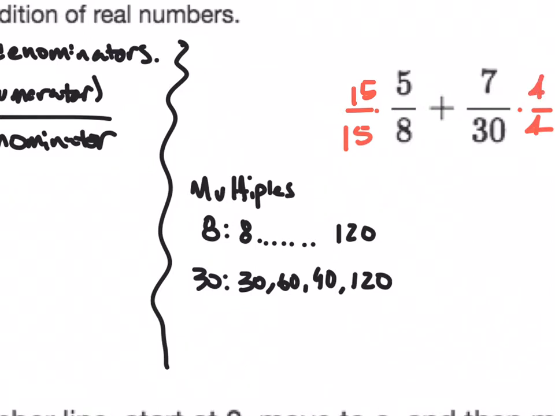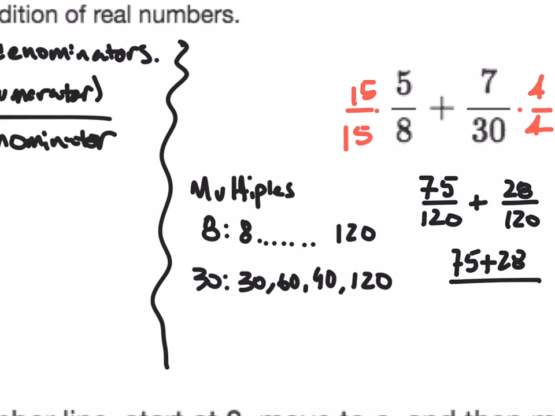And let me do a 4 up here. Then what I want to do is take 15 times 5, and that's going to give me 75. So my next step down over here, I'm going to get 75 over 120, plus 7 times 4 up here, which is going to give me 28, divided by 120. Then I can just add these two numbers together up top, 75 plus 28, all over 120. And 75 plus 28 gives me 103, over 120.